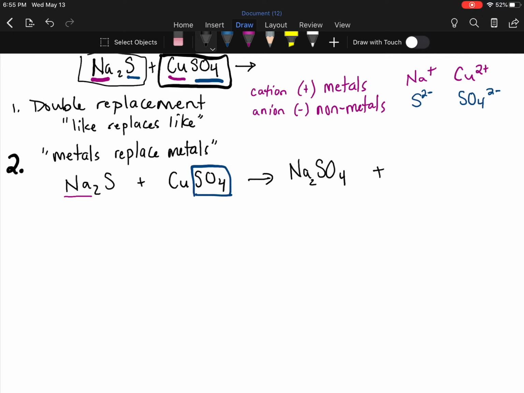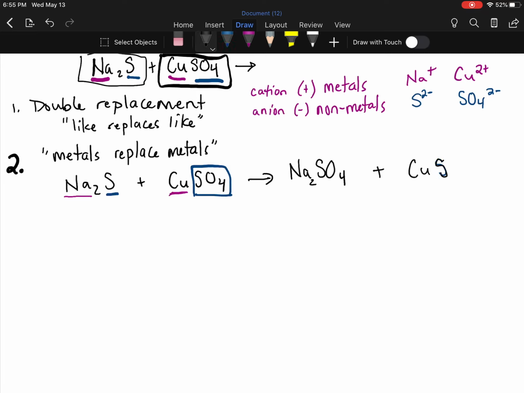Okay, and so that's that product. And then the second product is going to be, you're going to combine the cation of the second reactant, which is copper. So let me write that, with the anion of the first reactant, which is sulfur.